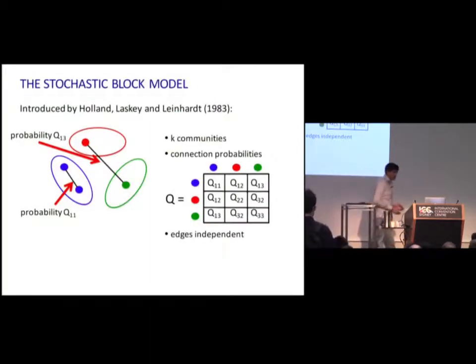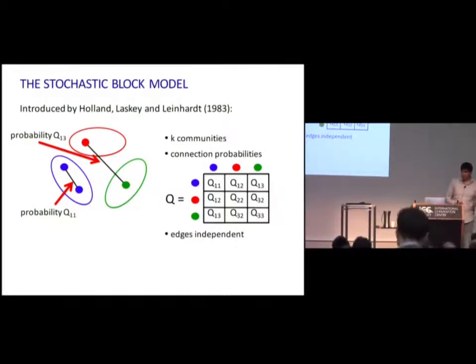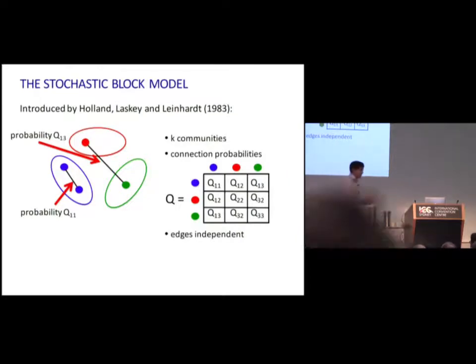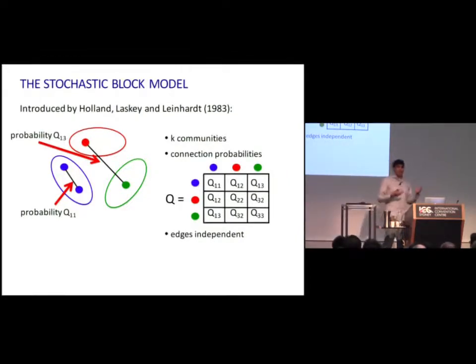So the first thing I'm going to do is introduce a problem which has gained a lot of attention recently. It's called the stochastic block model. Sometimes we'll also hear it referred to as community detection. Roughly the goal is, you're given a graph, you want to try and find well-connected sets of nodes.